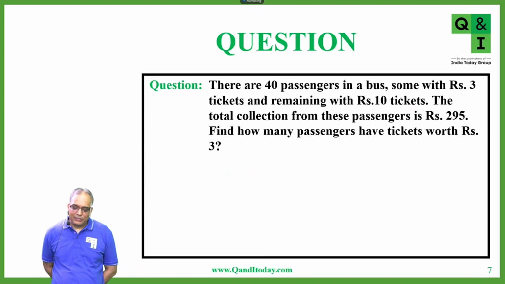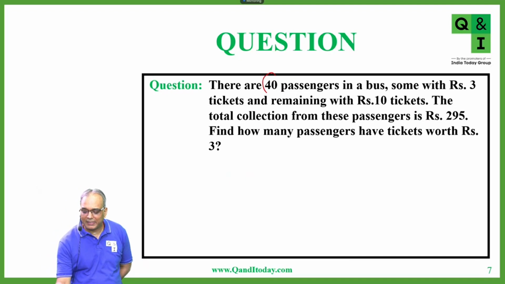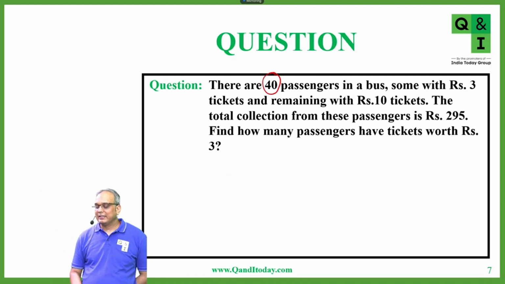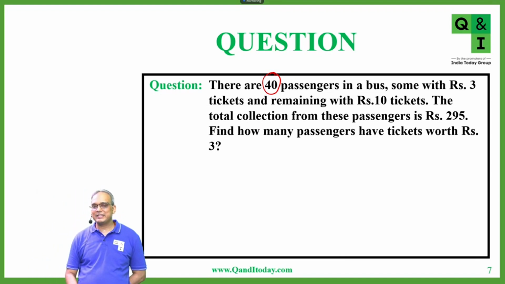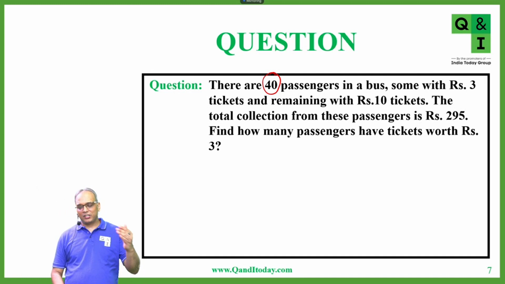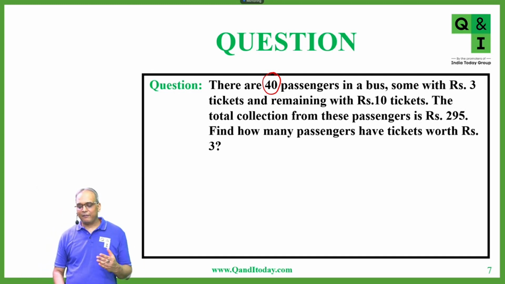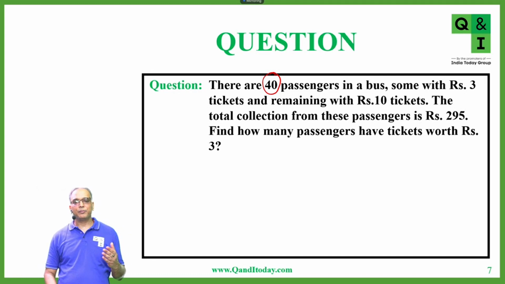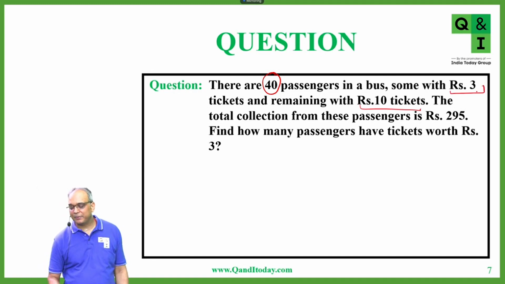So when you read this question, there are 40 passengers in a bus. So how many passengers? There are 40 passengers. Some with rupees 3 ticket and remaining with rupees 10 ticket. So there are two types of tickets in the bus. For a shorter distance, it will be rupees 3 ticket, and for a longer distance, it will be rupees 10 tickets, right? So there are two types of tickets, rupees 3 and rupees 10.